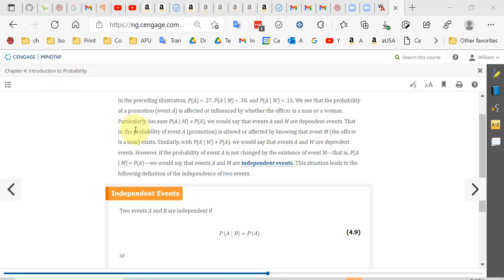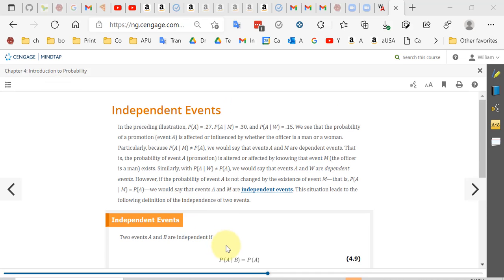So let's read the lead up to this definition here. Let's read this paragraph. In the preceding example, the probability of A, promotion, was 0.27. Given that you're a man, promotion was 0.30. Given that you're a woman, the promotion was 0.15.